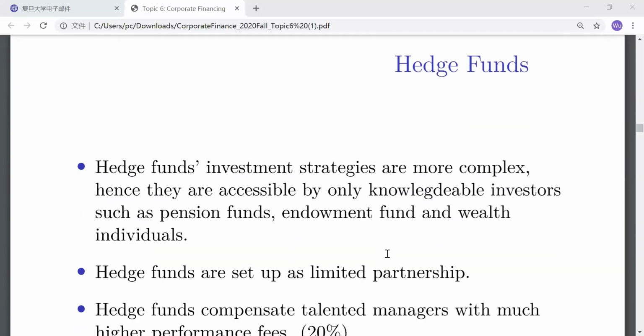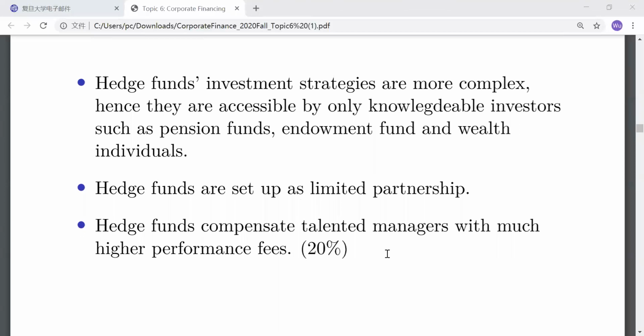And what about hedge funds? This is another intermediary. Hedge funds' investment strategy is very different from mutual funds because they have higher incentive, right? Their strategies are more complex. Therefore, they are accessible only to knowledgeable investors such as pension funds, endowment funds, and wealthy individuals. And because they use very complex strategies, they aim for very high returns.